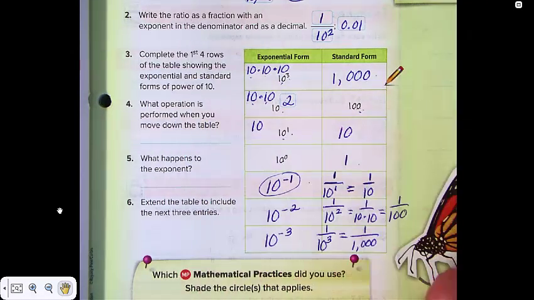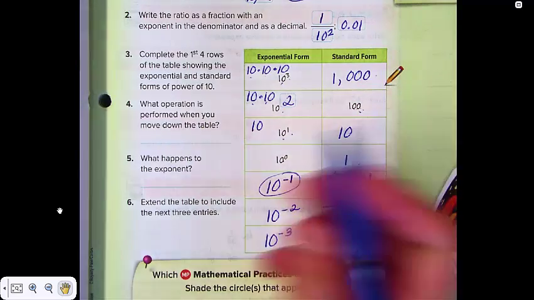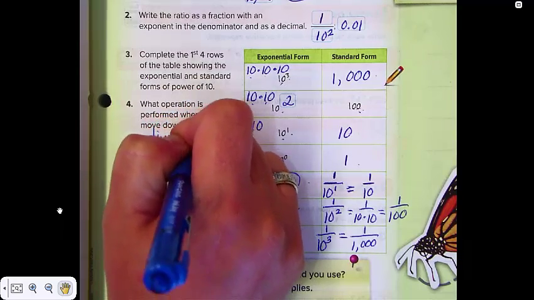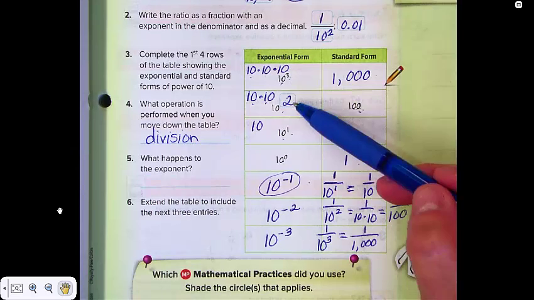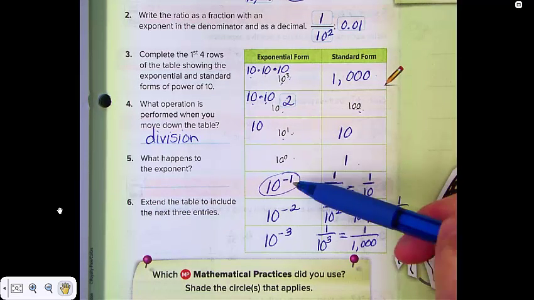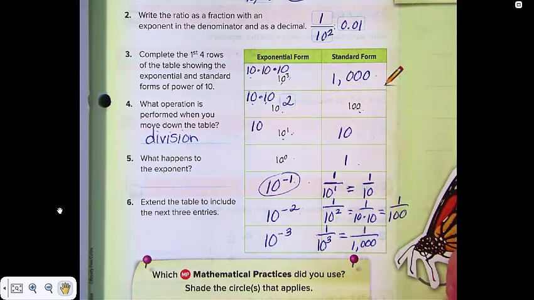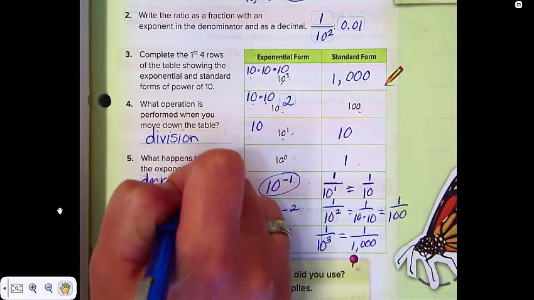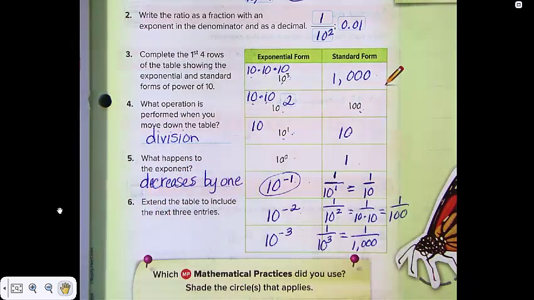What operation was performed when I moved in the table? Well, obviously from here to here, I started doing division. And what happens to the exponent? Well, I went from 3 to 2, 1, 0, negative 1, negative 2, negative 3. Hopefully you know that it decreases by 1 each time. Okay?